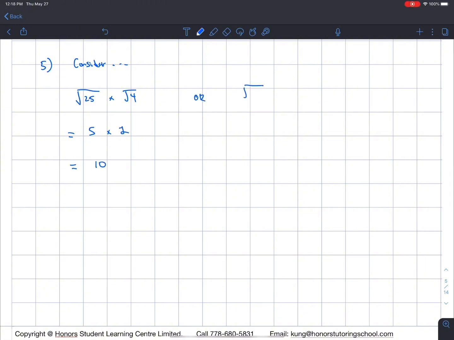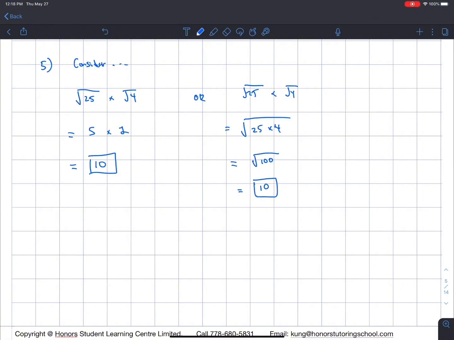I can also do it this way. I can actually multiply the radicand, so the number inside the square root is called the radicand. I can multiply them first. And 25 times 4 is 100, and of course the square root of 100 is 10. So you can see that we get the same answer.